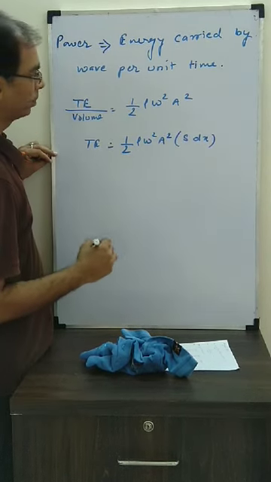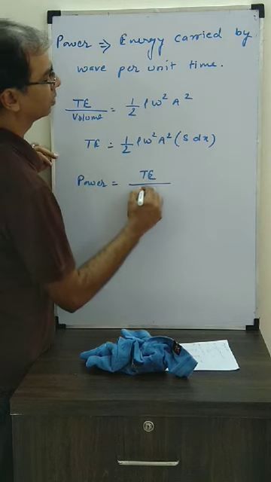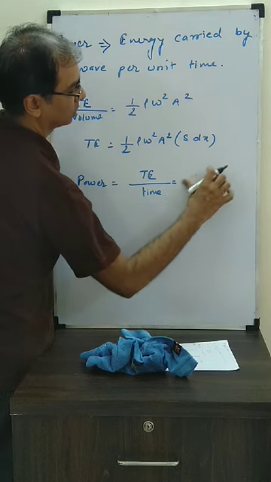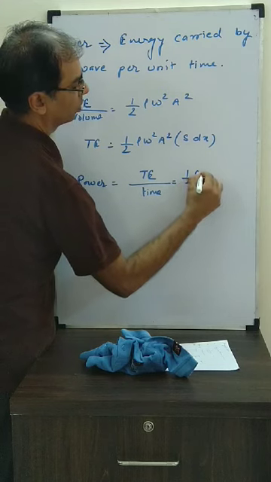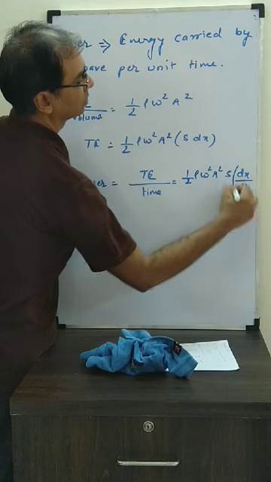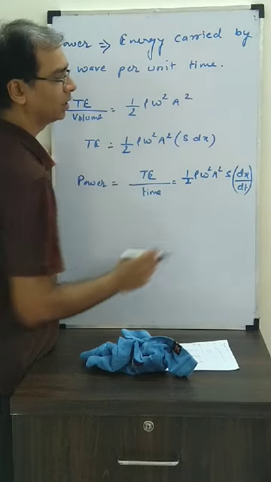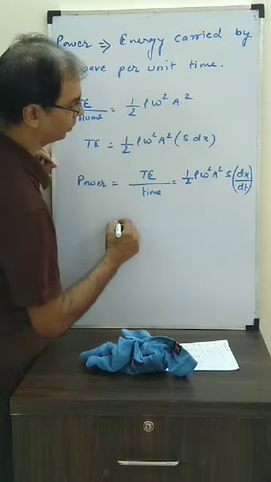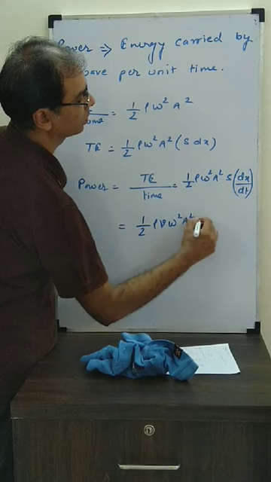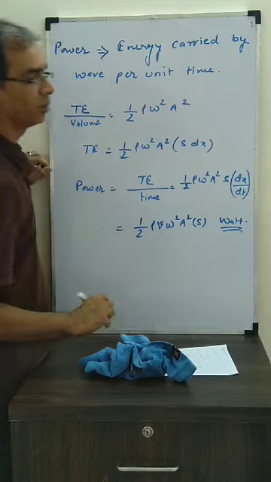Okay, now power we are writing. Power is total energy carried per unit time. That means half rho omega square A square S dx by dt. Okay, the time is over here in the form of dt. Now dx by dt means what? Velocity of wave. So change it: half rho v omega square A square S watt. This is the power carried by wave.